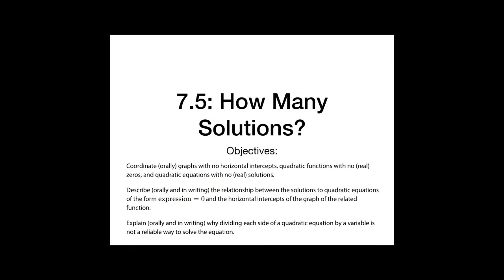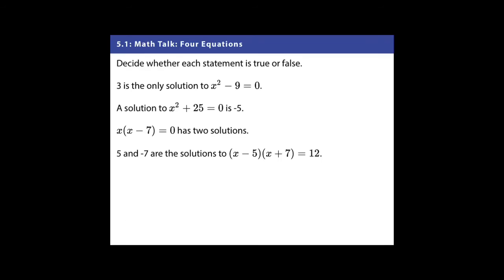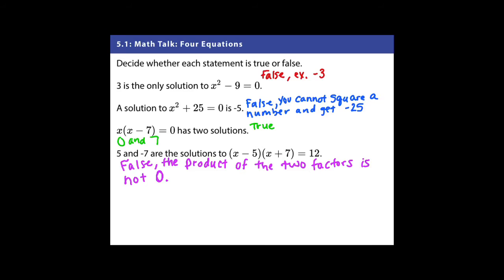Here is lesson 5, which is how many solutions. Example 1, decide whether each statement is true or false. So the first one, 3 is the only solution to x squared minus 9 equals 0. So that is false because you could do negative 3 squared and you would still get 9, and that minus 9 is 0. The second one, a solution to x squared plus 25 equals 0 is negative 5. That is false because you cannot square a number and get negative 25.